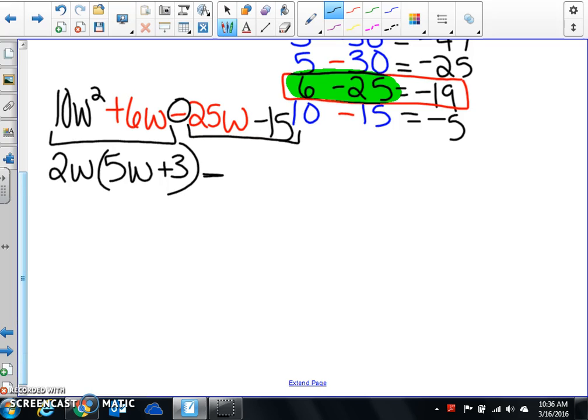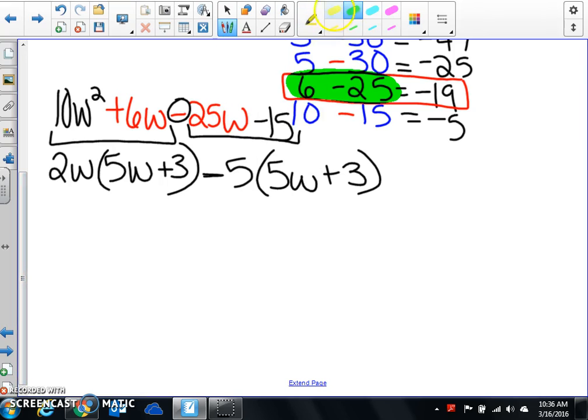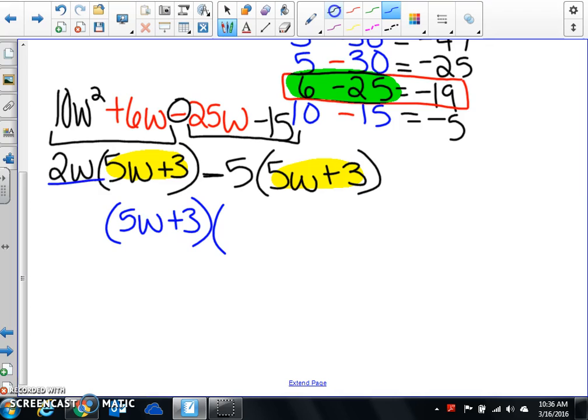Greatest common factor between 25W and 15 is a 5. Negative 25 divided by negative 5 is 5W. Negative 15 divided by negative 5 is a positive 3. These have to be identical. Sure enough, they are. So I rewrite it as 5W plus 3, and I'm left with 2W minus 5.